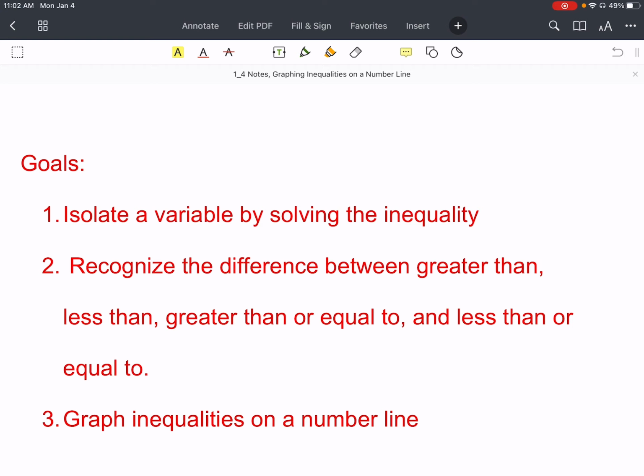And then for goal number 3, after we isolate our variables, we're going to be graphing inequalities on number lines. And I'm going to try and make that as simple as possible.